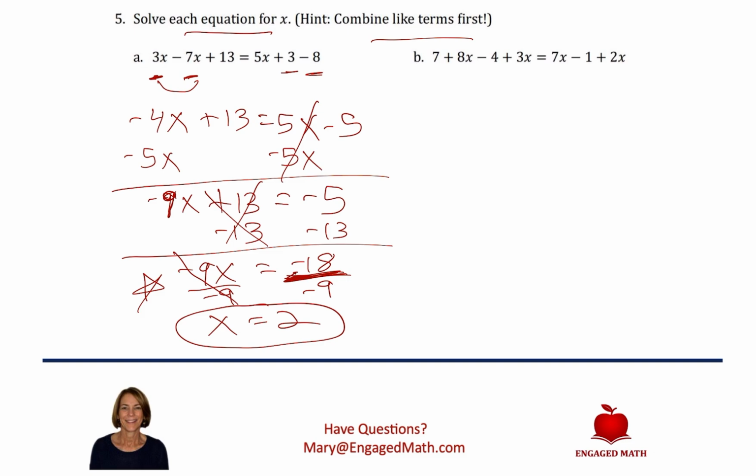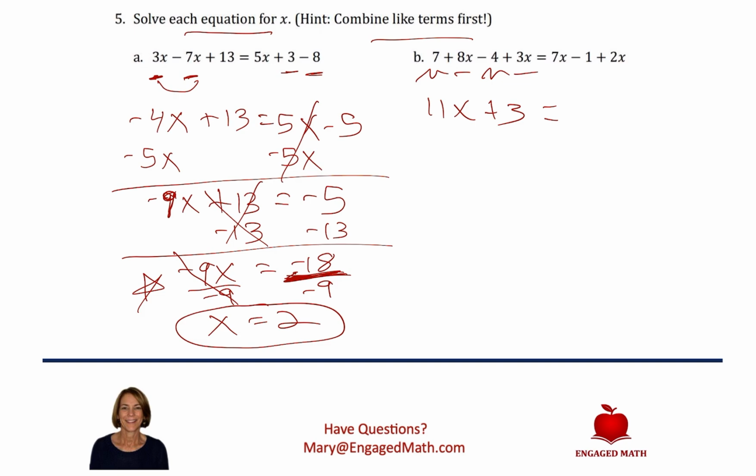There's a lot to combine on the left-hand side. 8x and 3x gives us 11x, so we have 11x. Okay, how about that 7 and the minus 4? I'm kind of using that weird little symbol under there to show you that the 7 and the minus 4 can go together and become a plus 3. So we now have 11x plus 3 equals.